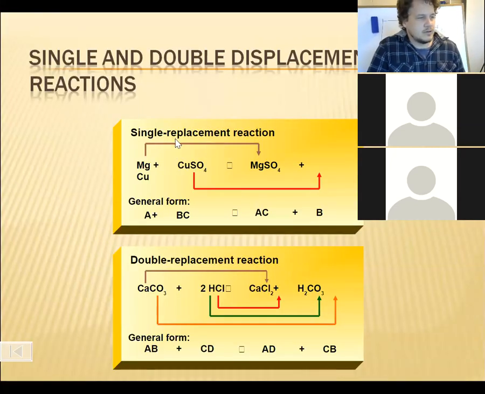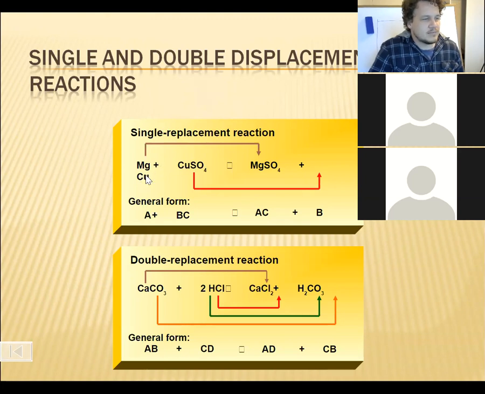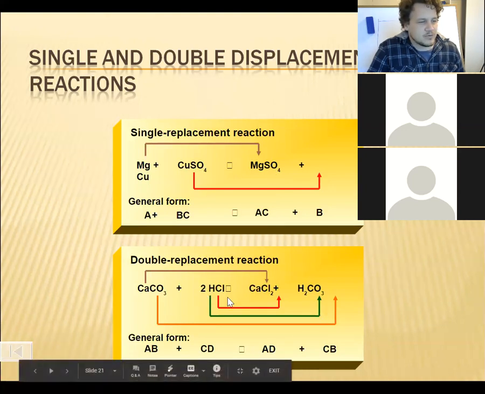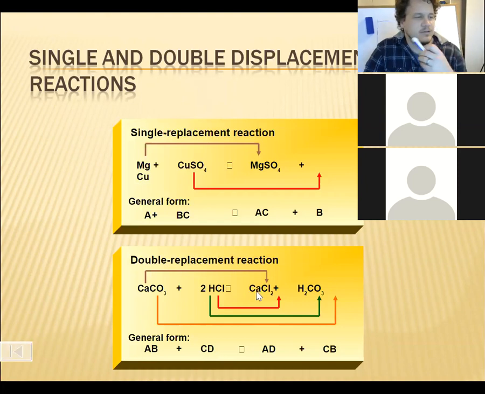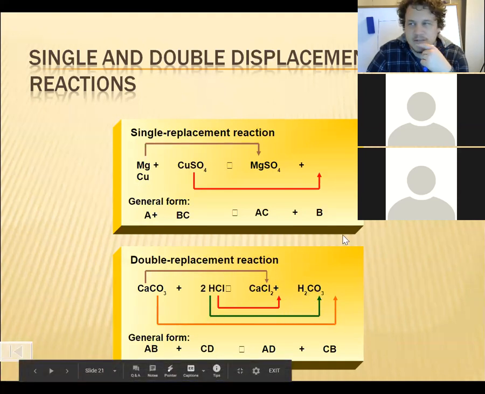So you have magnesium and copper sulfate. Magnesium, more reactive than copper, takes the place of copper here. Double displacement, everything moves around. So calcium carbonate becomes calcium chloride. Hydrogen chloride becomes. So you've seen everything swaps places.